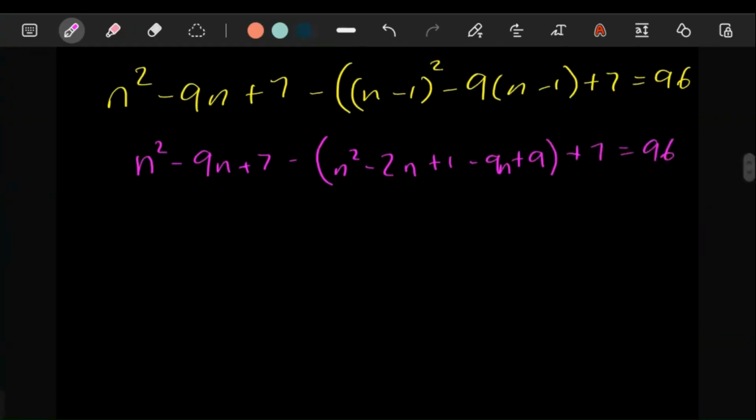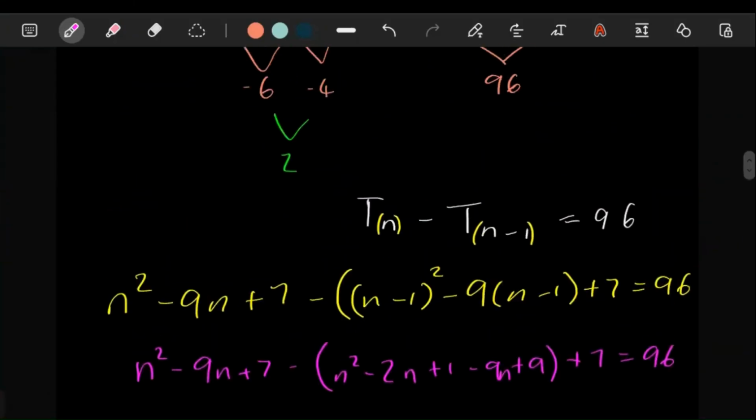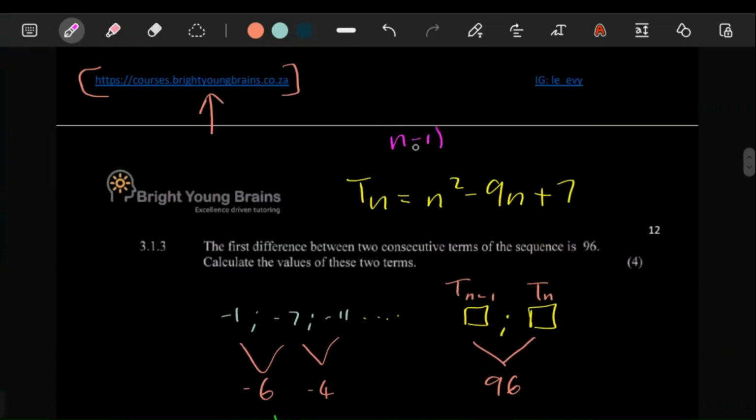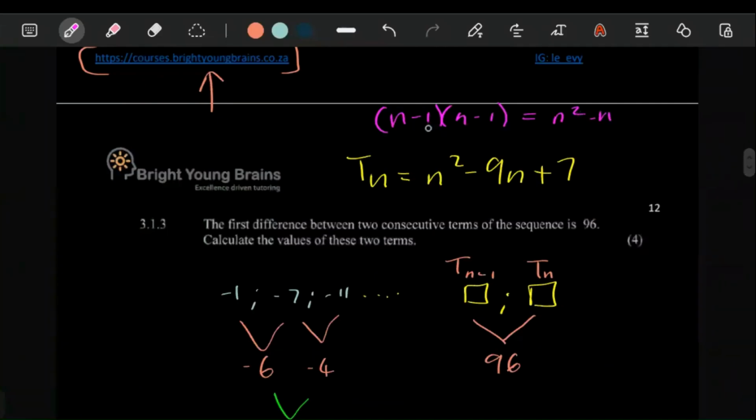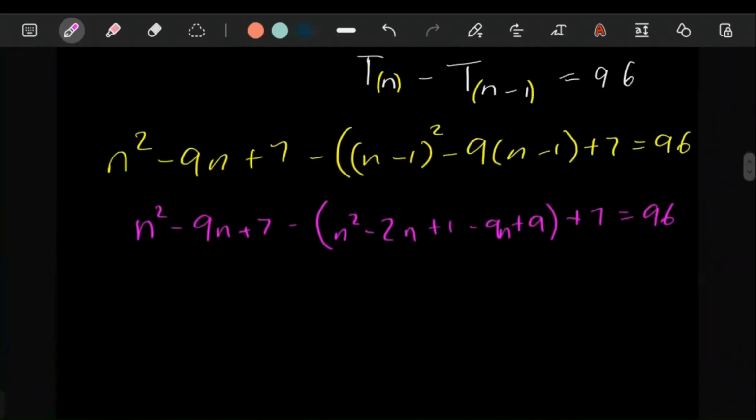So here we just foiled, because negative n minus 1 squared means you have negative n minus 1 and then negative n minus 1, of which this is n times n, is n squared, n times negative that value, which is going to give you negative n, and then here, negative 1 times n is going to give a negative n again. This time this gives a plus 1, which is how you end up with what we have at the bottom there, which is n squared minus 2n plus 1. Anyways, moving on. Still have here n squared minus 9n plus 7.